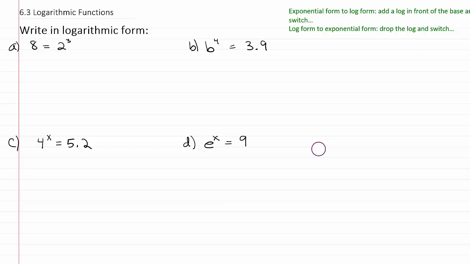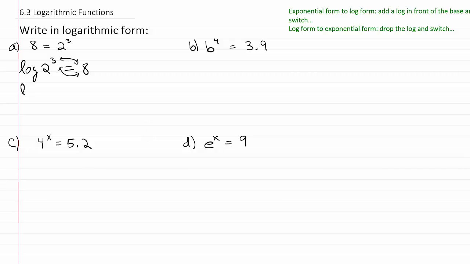Write in logarithmic form. In example A, they're asking us to write 8 equals 2 to the third power in logarithmic form. When we want to switch from exponential form to log form, we basically identify the base of the exponent, which in this case is 2. Rewrite the expression so that's on your left-hand side for a second. Then add a log to the expression. So you write log out in front here, and then you switch these two positions.